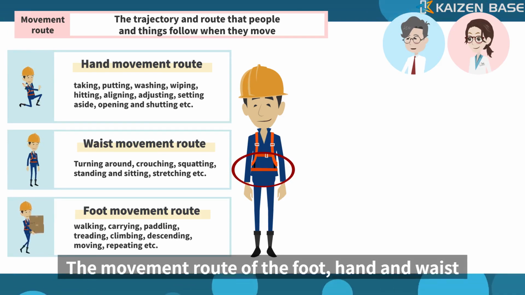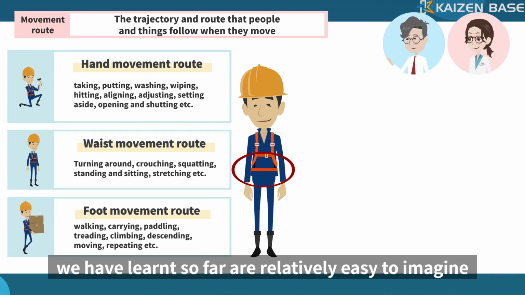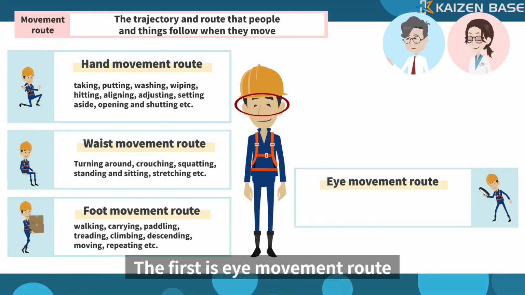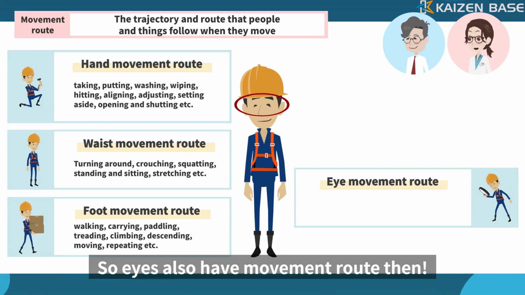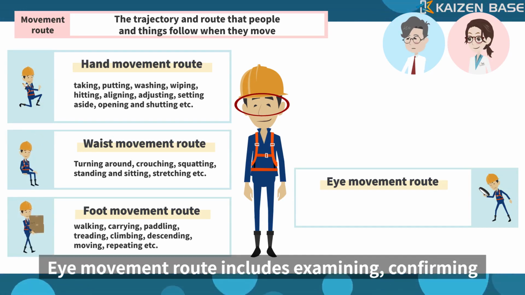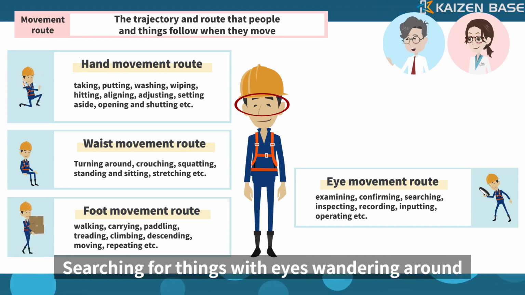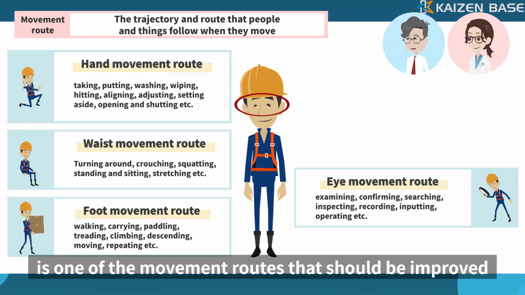The movement routes of the foot, hand and waist we have learned so far are relatively easy to imagine. There are another 2 movement routes. The first is eye movement route. So eyes also have movement route then? Eye movement route includes examining, confirming, searching, inspecting, recording, inputting and operating. Searching for things with eyes wandering around is one of the movement routes that should be improved.